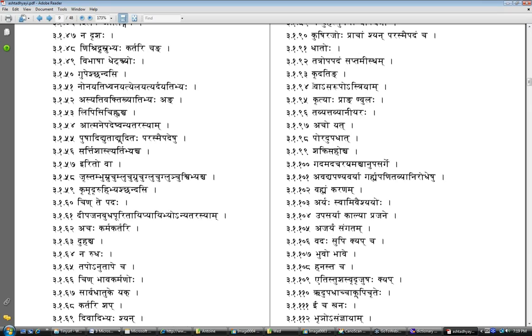3.1.94. Vasarupo striyam. Very important sutra. Vasarupo striyam, so va asarupaha astriyam. In this krut section, the apavada will not generally overrule the utsarga. It will only give an alternate form. So asarupaha means what? Samanarupaha.